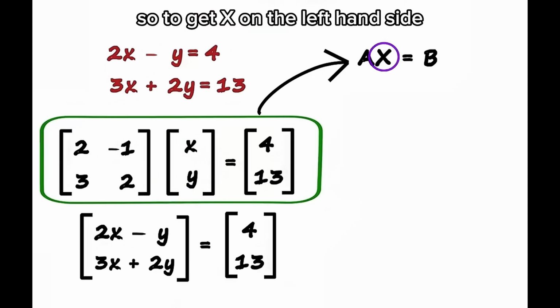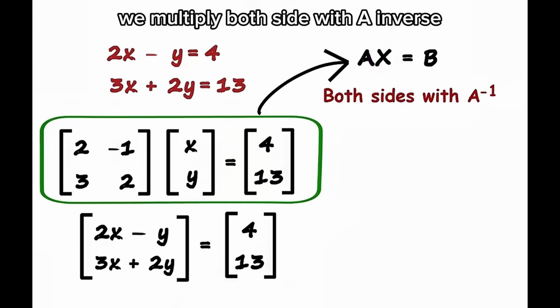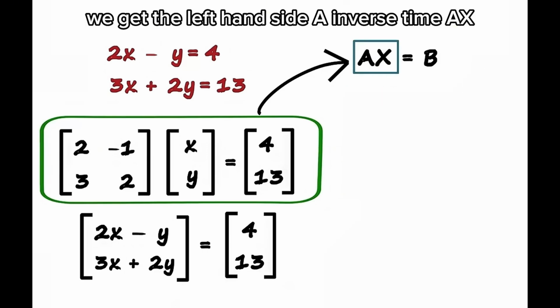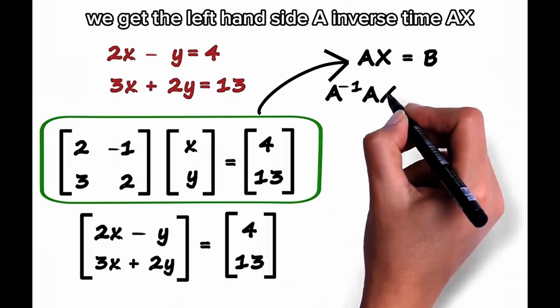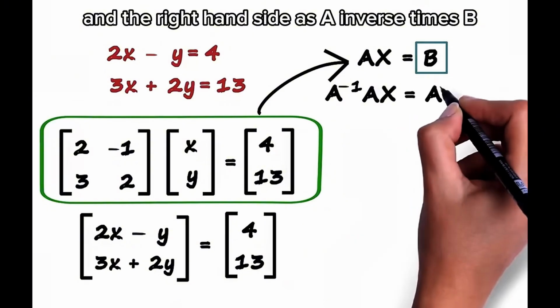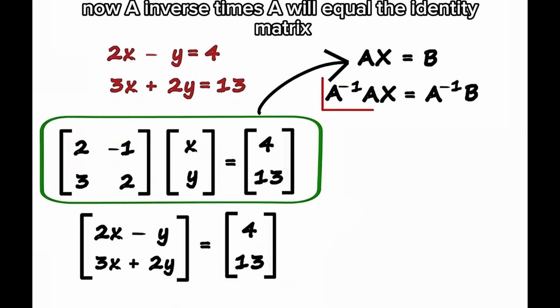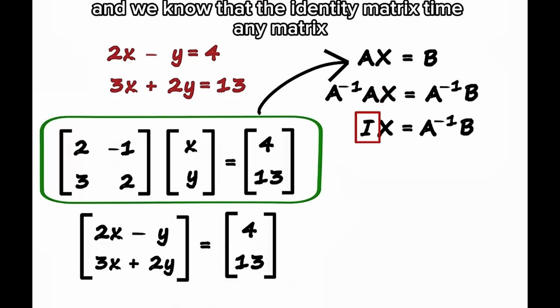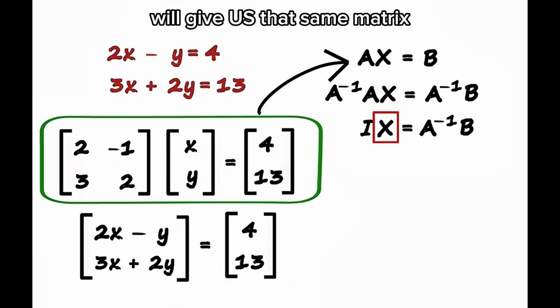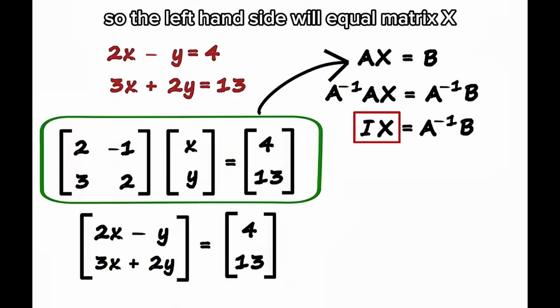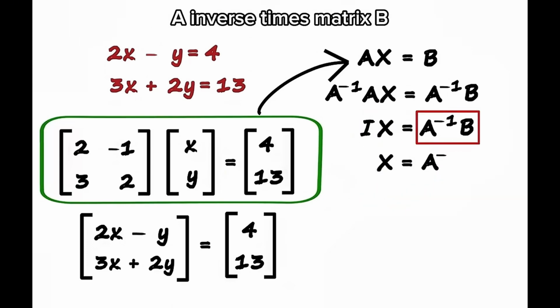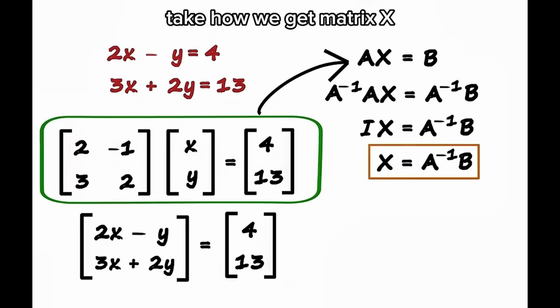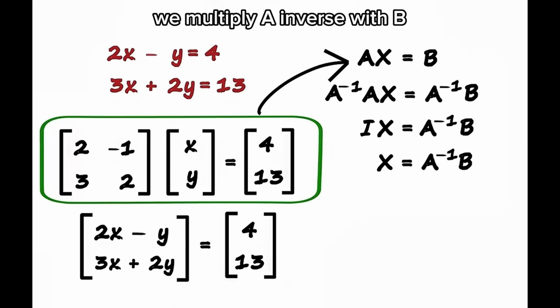So to get X on the left hand side, we multiply both sides with A inverse. We get the left hand side as A inverse times AX and the right hand side as A inverse times B. Now A inverse times A will equal the identity matrix. We get this. And we know that the identity matrix times any matrix will give us that same matrix. So the left hand side will equal matrix X and the right hand side will be A inverse times matrix B. That's how we get matrix X. We multiply A inverse with B.